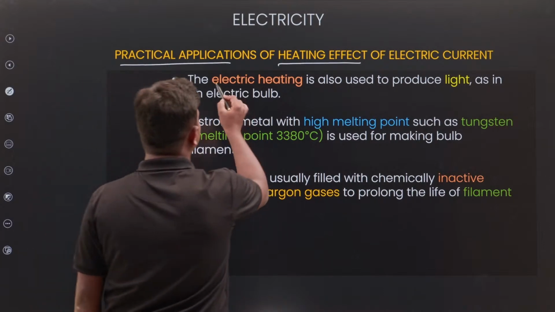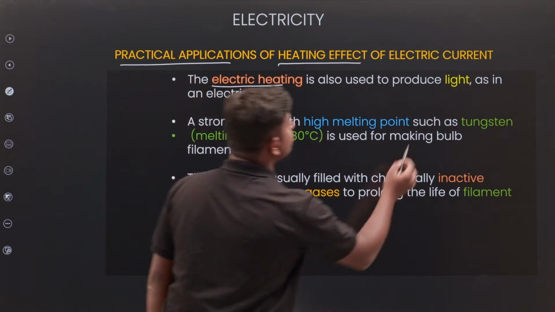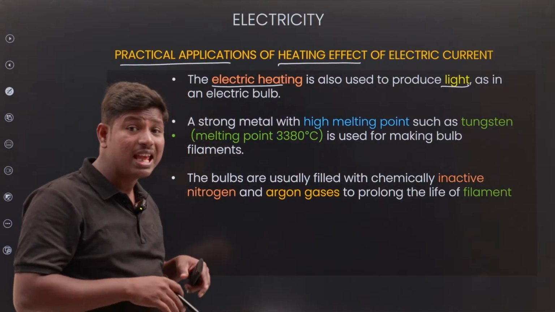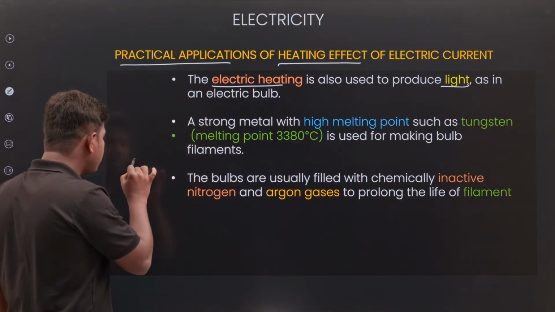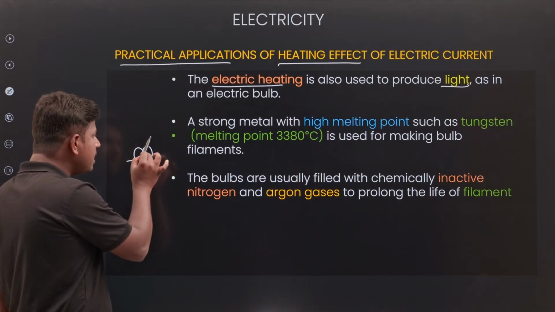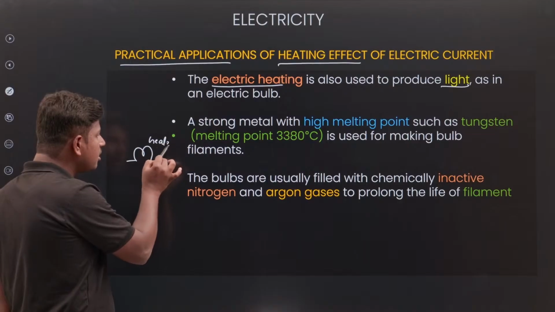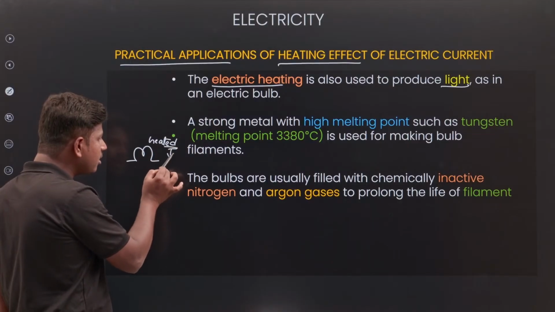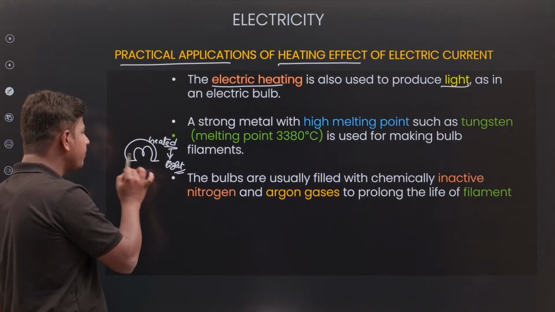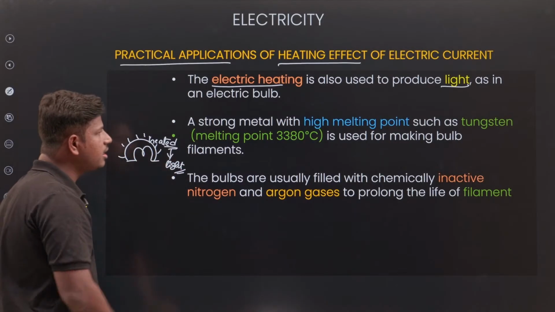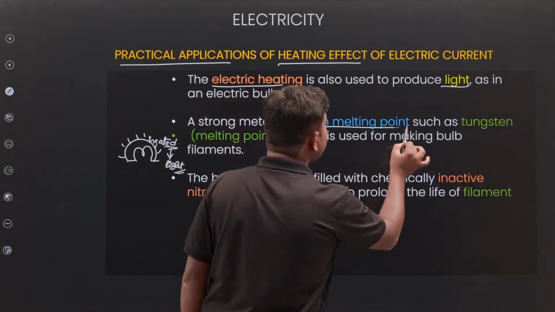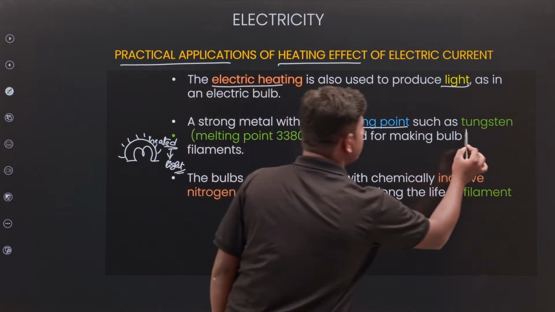Okay, electric heating is also used to produce light. Electrical heating is used for producing light also, because if I take a filament, the filament gets heated, and then only it produces light. If the filament gets heated, then only it produces light. So it needs a high melting point, tungsten.